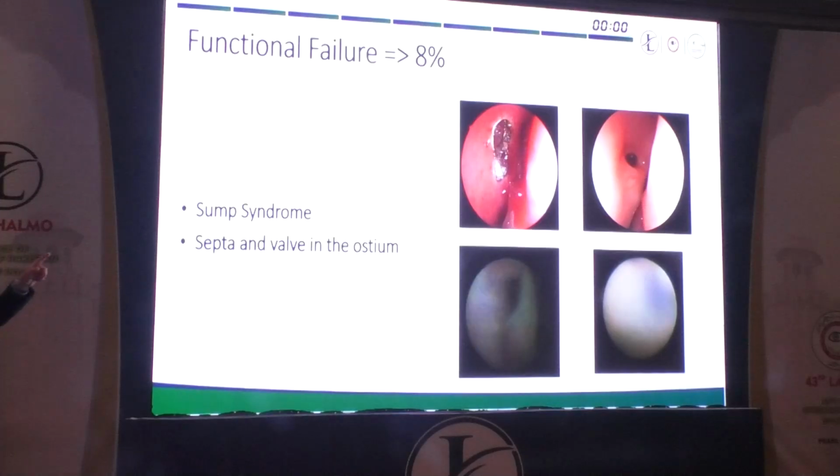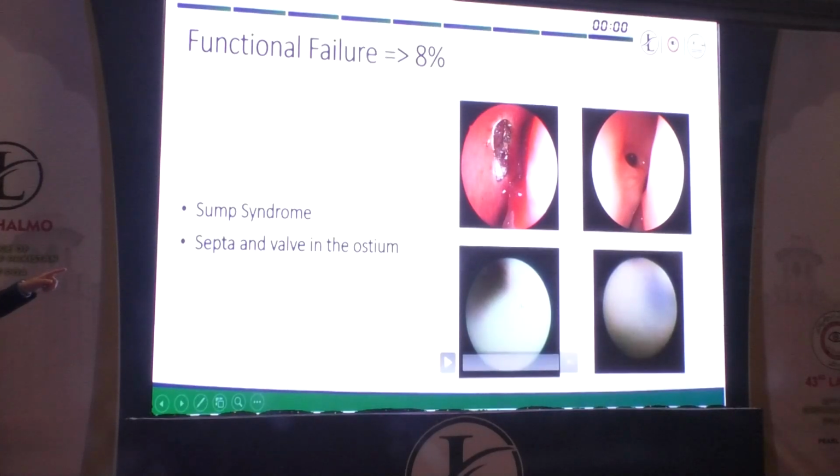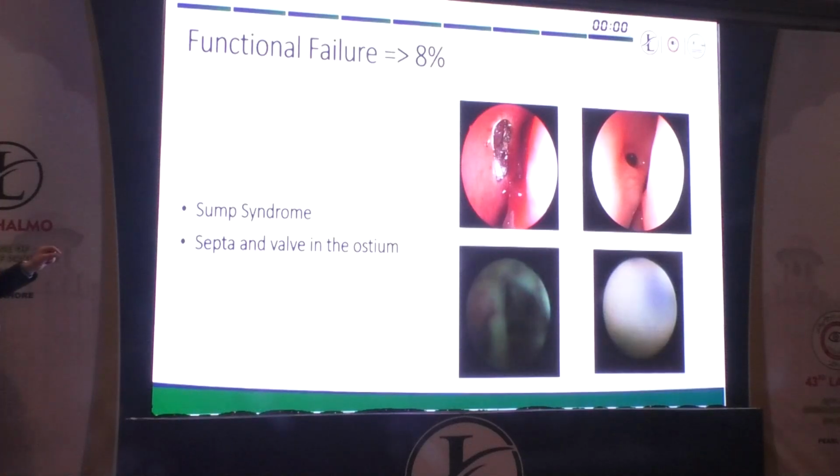We also looked at these cases with a lacrimal endoscope, and you can see here on this one, let's play it again, that in the ostium you are seeing some septa. Yeah, okay, thank you. Some septa which were causing resistance to tear drainage.